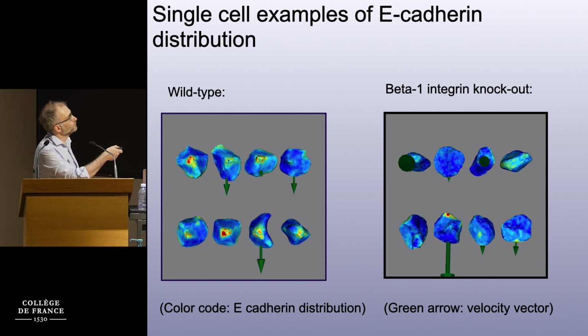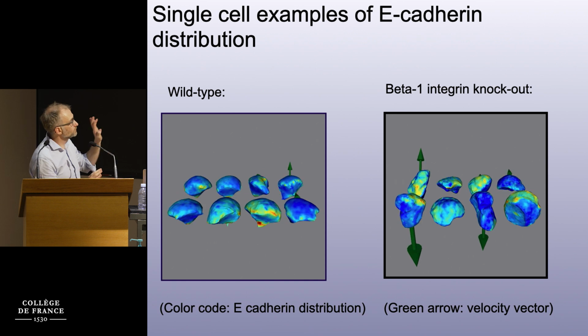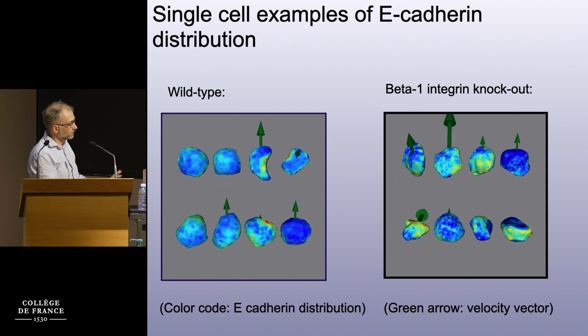And so in the wild type, we see all these spots here that form near the center, which are lost in the beta-1 integrin knockout. So clearly there is a strong difference here. We can also then look at the other interface, on the outer interface of the cells. We use the velocity axis to orient them coherently.